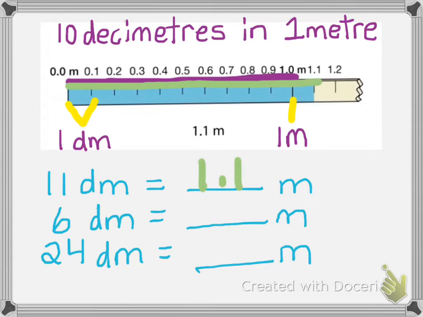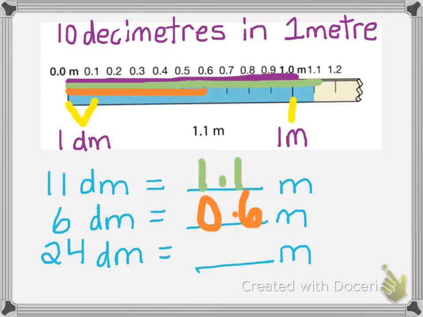If I have only 6 decimeters, what would that look like? 1, 2, 3, 4, 5, 6. So we can see that is 0.6. We don't actually have a full meter, we just have 6/10 of a meter.